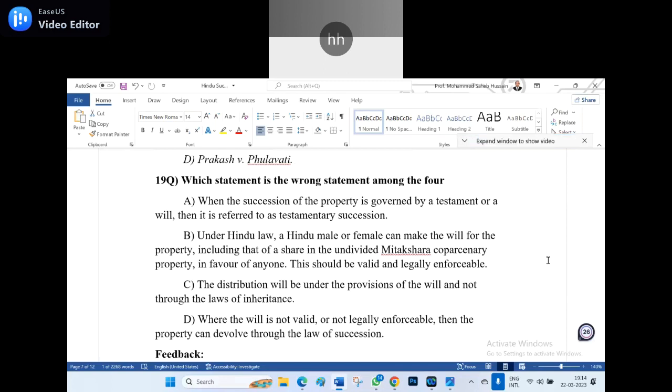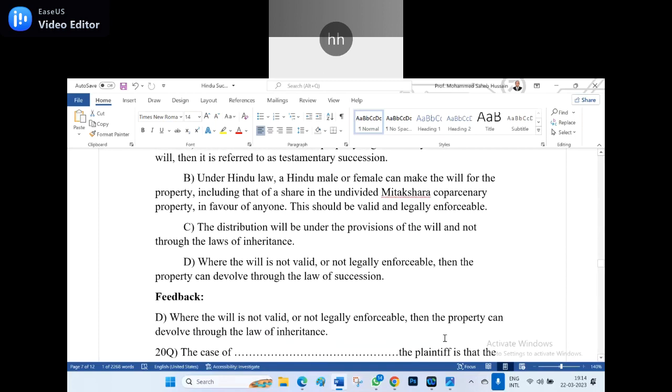The reason: the distribution will be under the provision of the will and not through the law of inheritance. When the will is there, inheritance will not take place. But where the will is not valid, not legally enforceable, then the property can devolve through the law of succession, no, law of inheritance, not succession. Law of succession comes when the will is valid. Is it clear? So the wrong answer here is D. I changed the law of inheritance to law of succession.